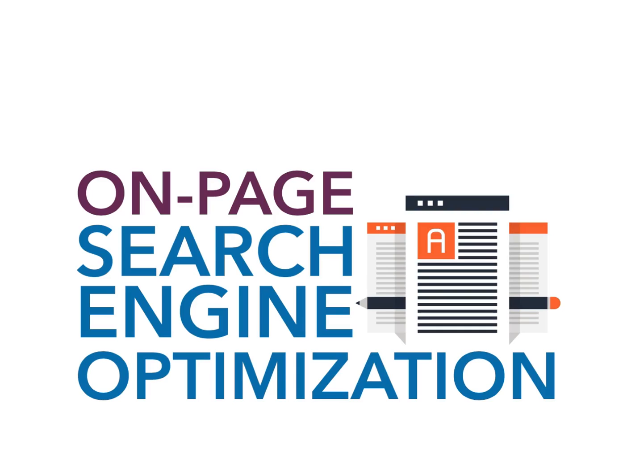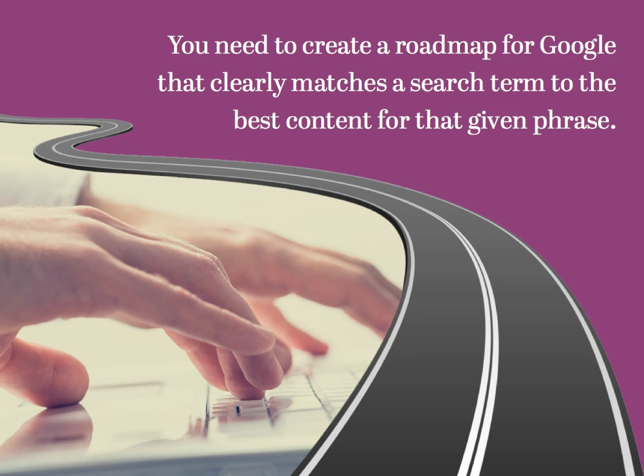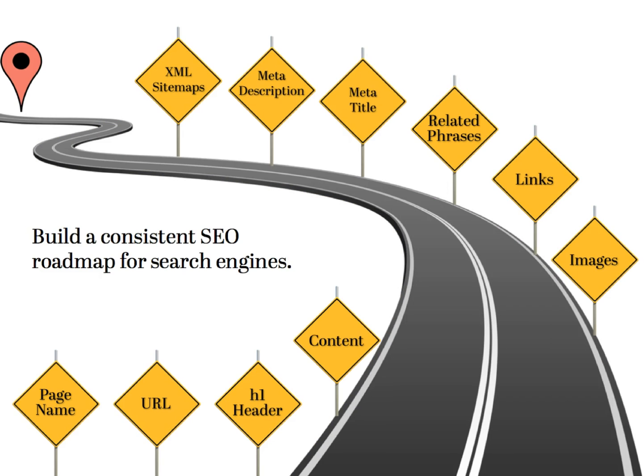In this video, we're going to talk about on-page search engine optimization. Now, I don't want you to get worried about that phrase because really it just boils down to creating a roadmap for Google that clearly matches up the search term to the best piece of content on your website or within your blog. Now, that just consists of making sure that we have key elements taken care of within a piece of content. And this illustration here just kind of gives you an overview of what those are.